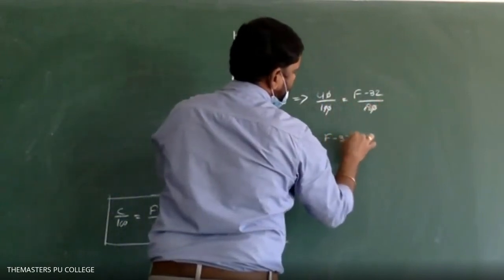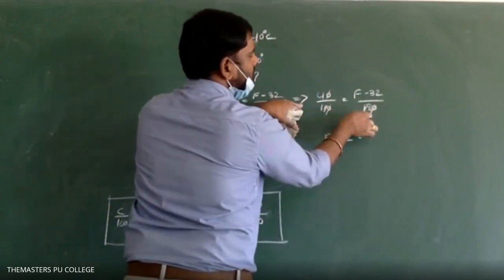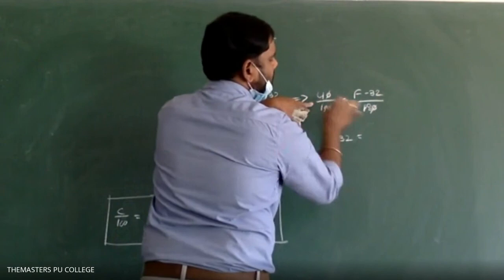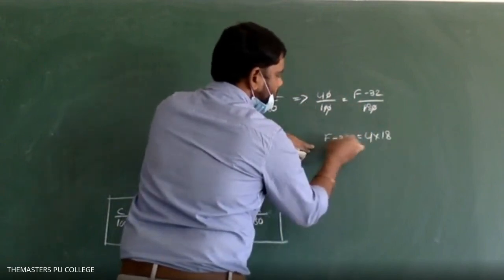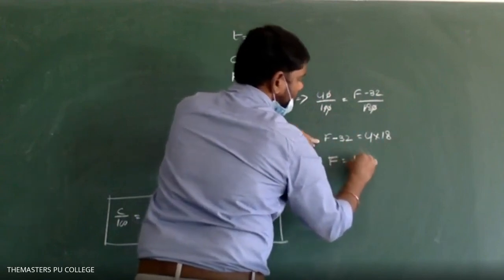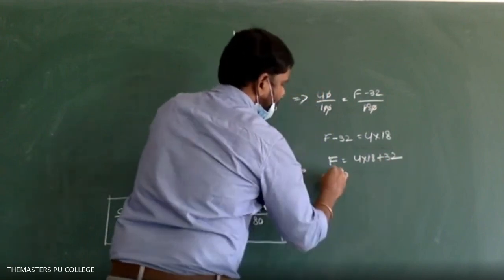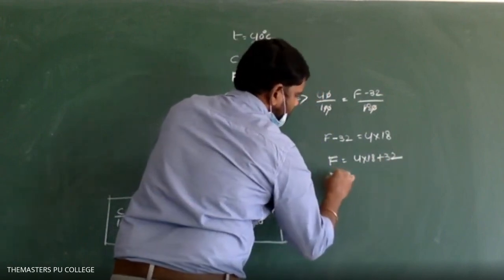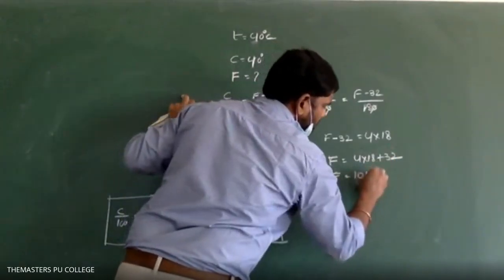F minus 32 equals, if 18 is taken to this LHS side, it will come into the numerator. Here 4 is already there, so I can write 4 into 18. If this minus term is taken to that side, it will become plus. So F equals 4 into 18 plus 32. Calculate: 72 plus 32 means how much? 104.